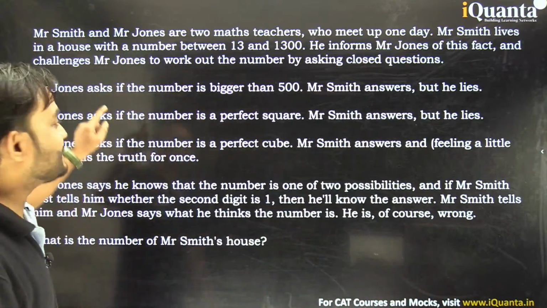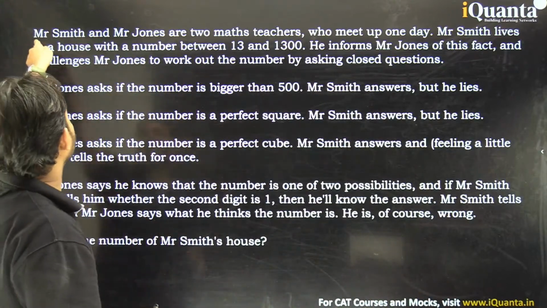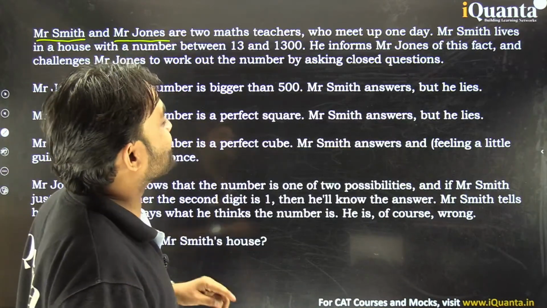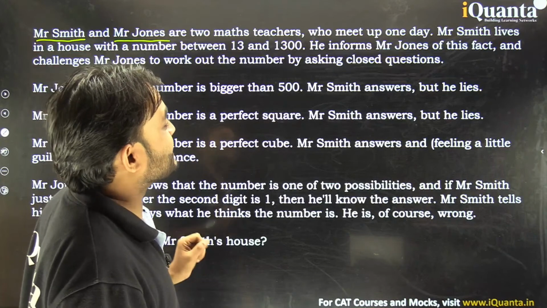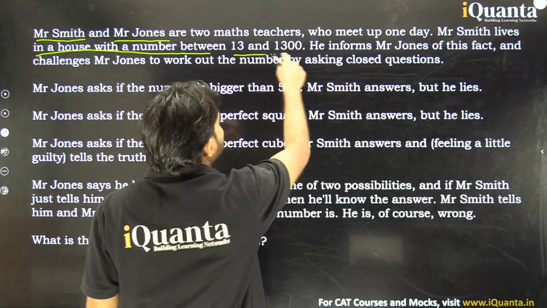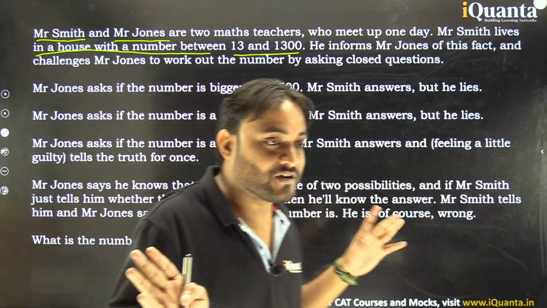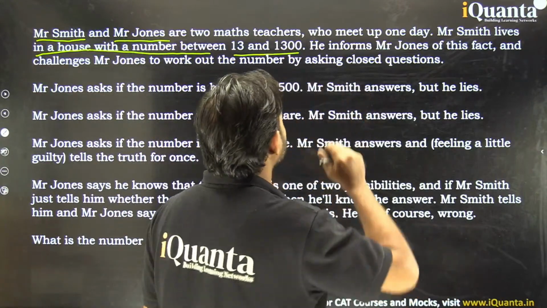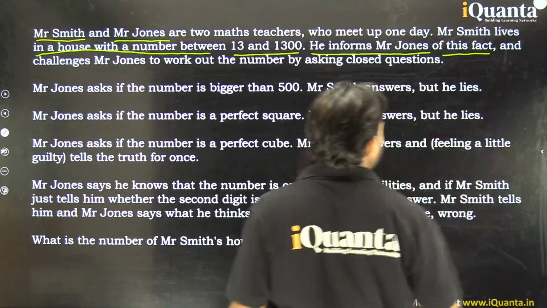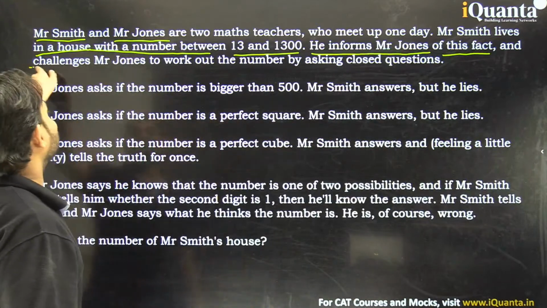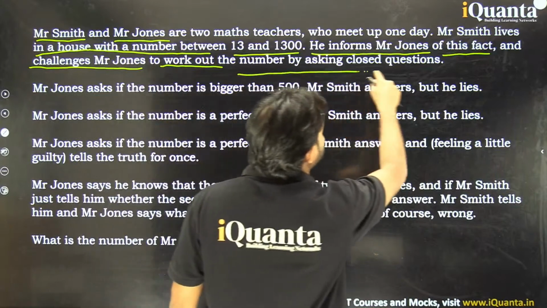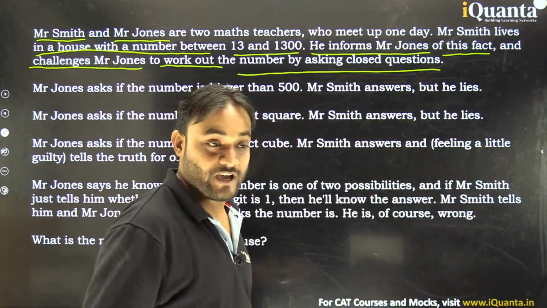Okay, so it says Mr. Smith and Mr. Jones are two maths teachers who meet up one day. Now Mr. Smith lives in a house with a number between 13 and 1300. So many numbers to cover, right? He informs Mr. Jones of this fact and challenges Mr. Jones to work out the number by asking closed questions. Very interesting.